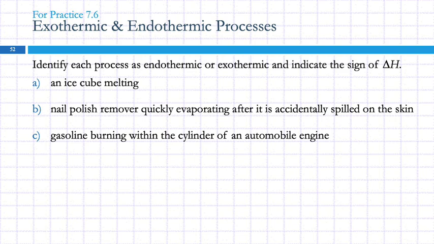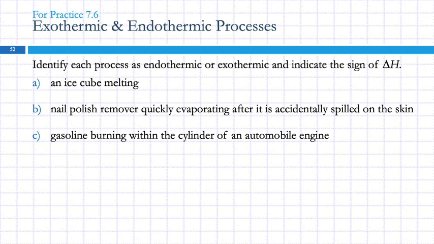It wouldn't be formatted like this because this is like 3 questions, but identify each process as endothermic or exothermic and indicate the sign of delta H. An ice cube melting, nail polish remover quickly evaporating after it's accidentally spilled on the skin, gasoline burning within the cylinder of an automobile engine.